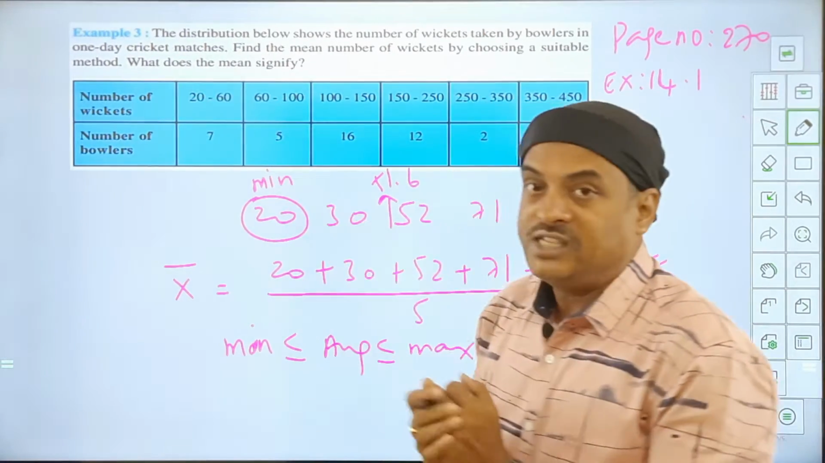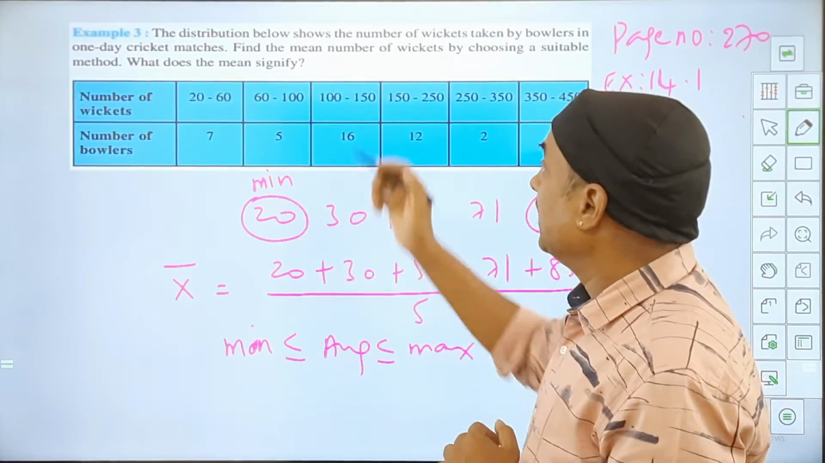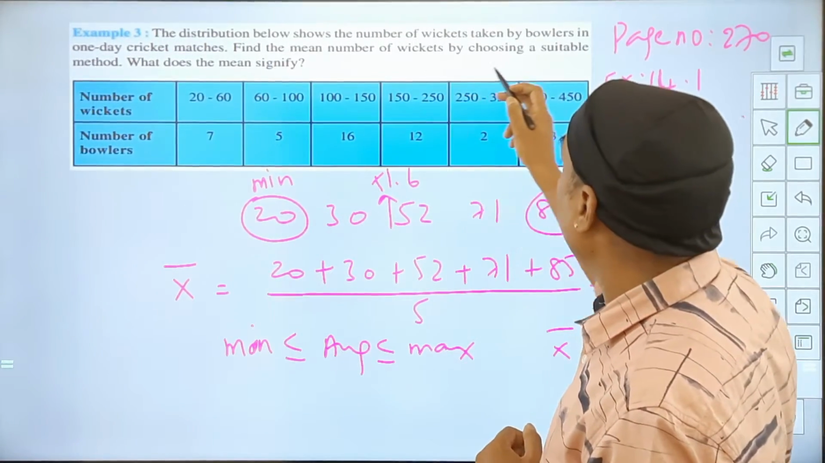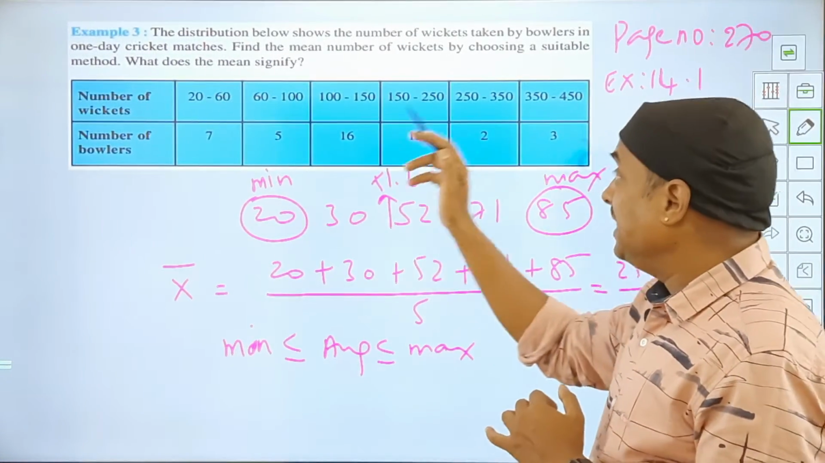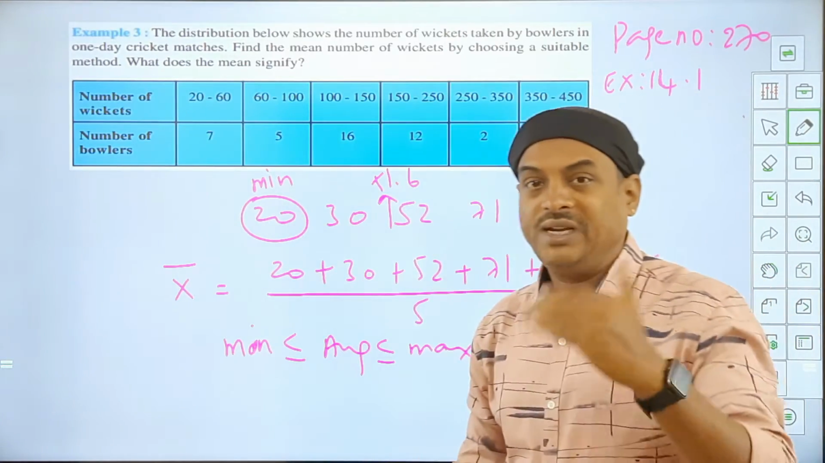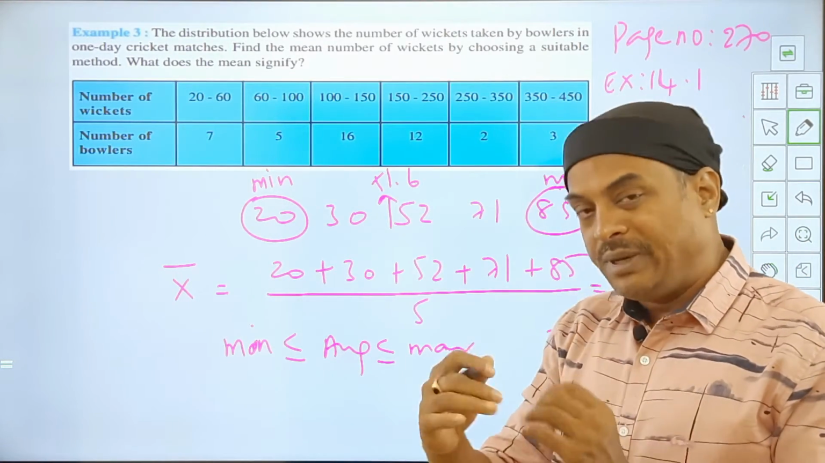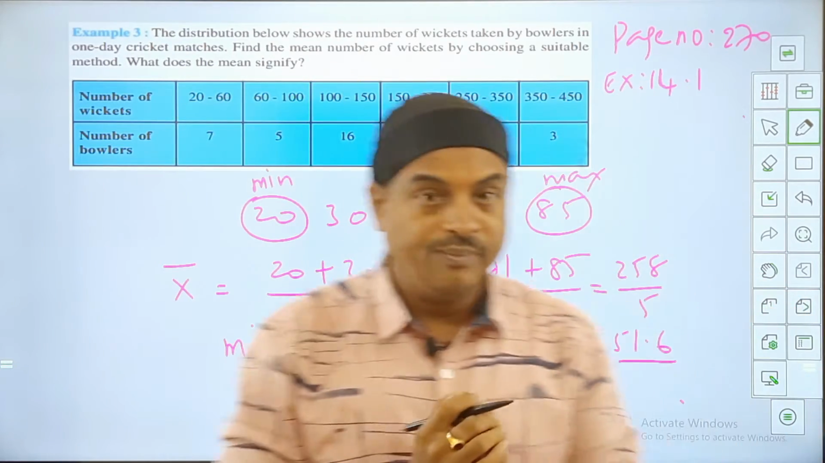For example, if you read this question which is taken from your own textbook, example number 3: the distribution below shows the number of wickets taken by the bowlers in a one-day cricket match. Find the mean number of wickets by choosing a suitable method. We'll discuss what is a suitable method and all that a bit later. First, let us understand the table and the presentation of the table.